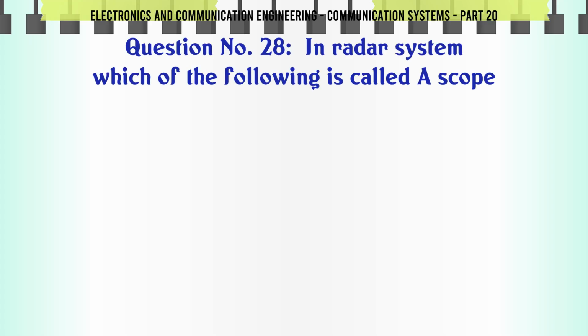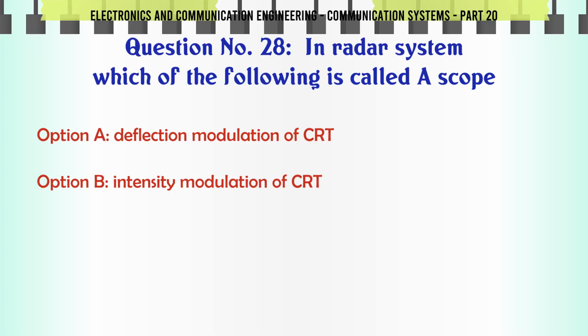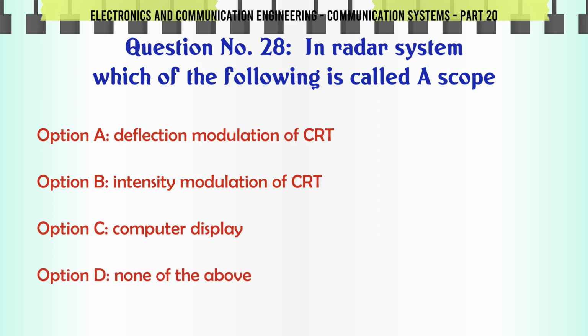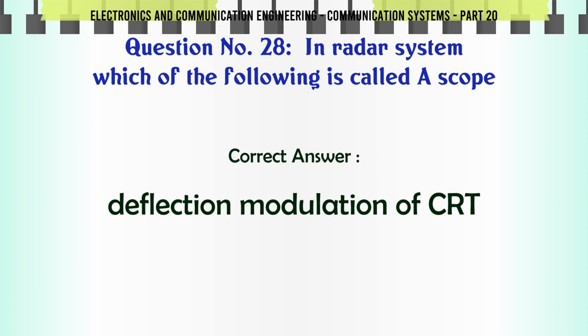In radar system, which of the following is called a scope? A. Deflection modulation of CRT. B. Intensity modulation of CRT. C. Computer display. D. None of the above. The correct answer is deflection modulation of CRT.